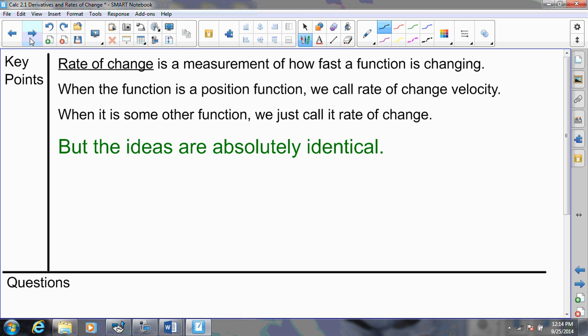Rate of change, and I've emphasized this, I've said it. Rate of change is a measurement of how fast a function is changing. In a position function, rate of change is called velocity. If it's not a position function, we'll just say rate of change, but the ideas are absolutely identical. Rate of change, velocity, it's slope. Take the limit of the slope of a secant line, and you get the slope of the tangent line.